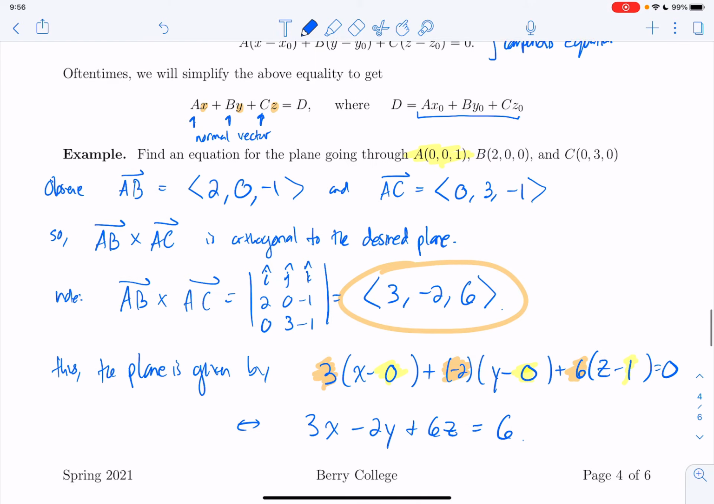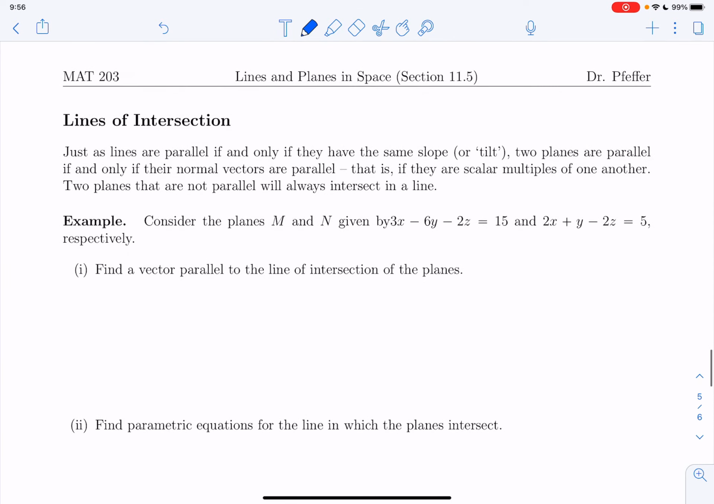But continuing the conversation of a plane, we can talk about lines of intersection. We'll introduce this by observing that just as lines are parallel if and only if they have the same slope, or equivalently within this conversation, the same tilt, 2 planes are parallel if and only if their normal vectors are parallel. Recall that the parallel nature of 2 vectors implies that they're scalar multiples of one another.